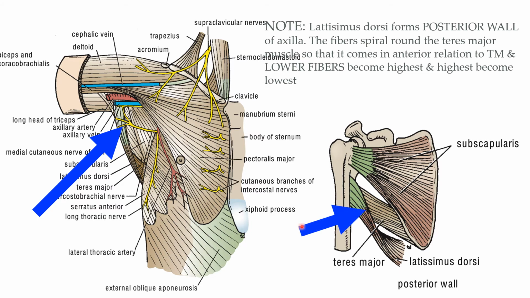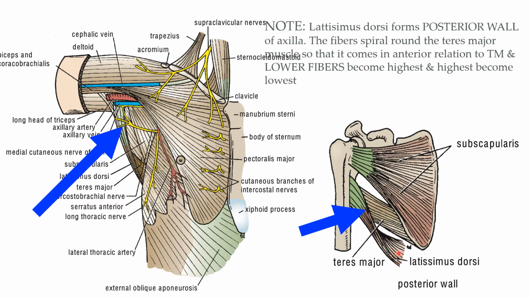In the illustration on the right side, you can see how the muscle fibers and the aponeurosis are spiraling around the fibers of teres major muscle, and while doing so, the lowermost fibers of the latissimus dorsi spiral in such a way that they insert at the highest point over the floor of the bicipital groove. As you can see, the three muscles here, this is subscapularis muscle, this is teres major muscle, and these are the spiraling fibers of latissimus dorsi. These three muscles collectively form the posterior wall of axilla.